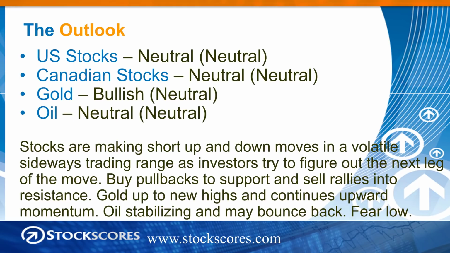So my ratings then, neutral on both time frames for US and Canadian stocks. Gold, bullish long-term, neutral short-term. Oil, neutral on both time frames. Stocks are making short up and down moves in a volatile sideways trading range as investors try to figure out the next leg of the move. So what we want to do is buy pullbacks to support and sell rallies into resistance.